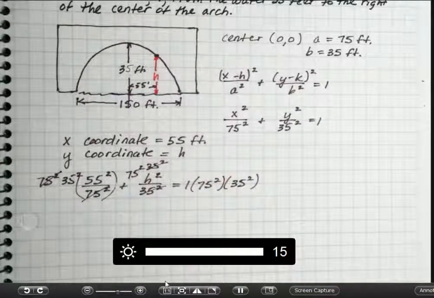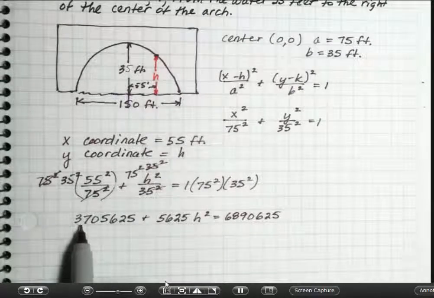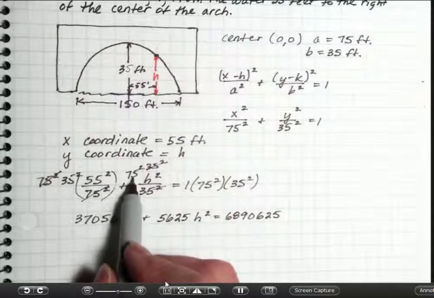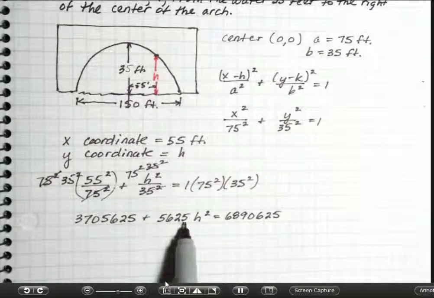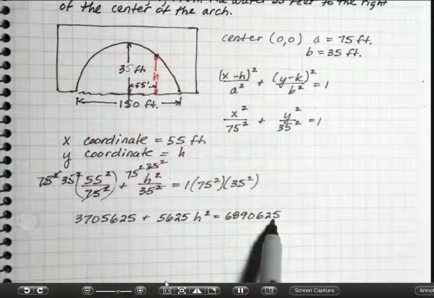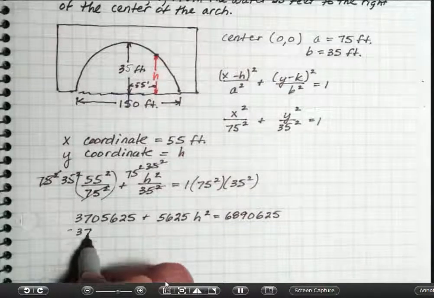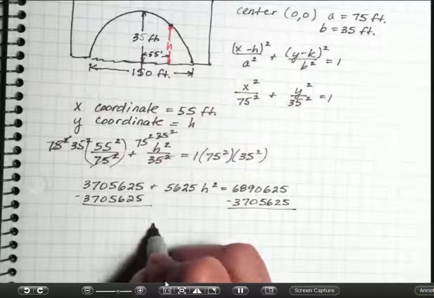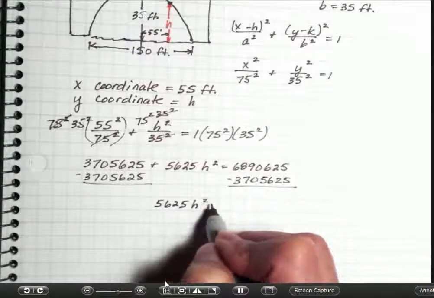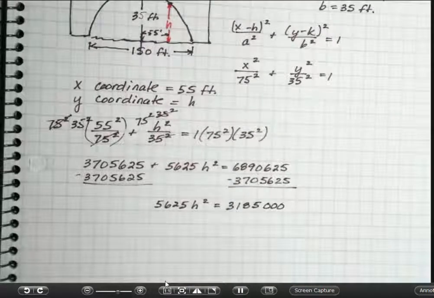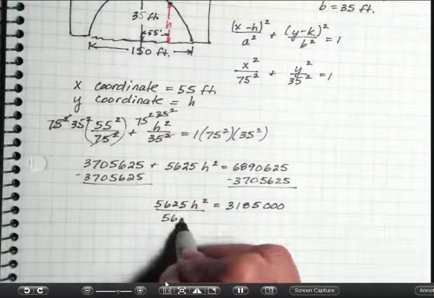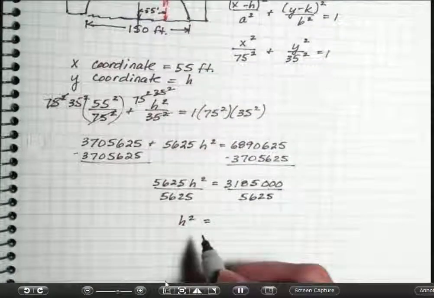So now using my calculator, multiplying 35 squared times 55 squared, I came up with this number. 75 squared times h squared, and 75 squared times 35 squared gives me this number. I'm going to subtract this from both sides of the equation. When I do, I end up with 5625 h squared equals 3,185,000. I'm going to divide both sides by 5625.